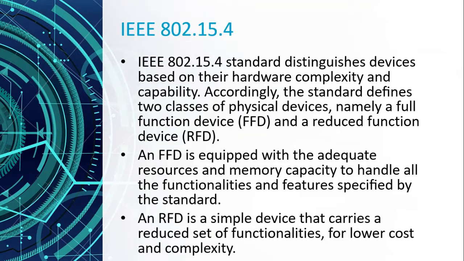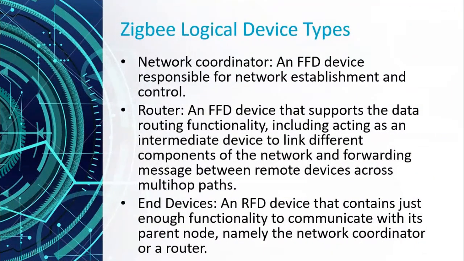An RFD is a simple device that carries a reduced set of functionalities, for a lower cost and complexity, of course. It typically contains a physical interface to the wireless modem and executes the specified IEEE 802.15.4 MAC layer protocol. Furthermore, it can only associate and communicate with an FFD. Based on these physical device types, Zigbee defines a variety of logical device types. These logical devices are distinguished based on their physical capabilities and the role they play on the deployed network.